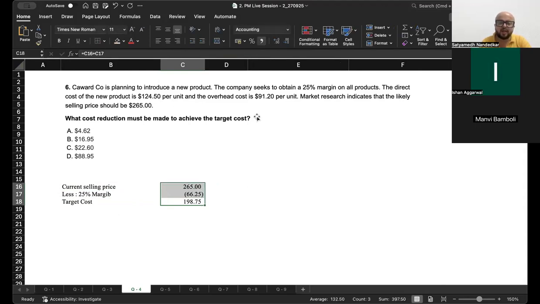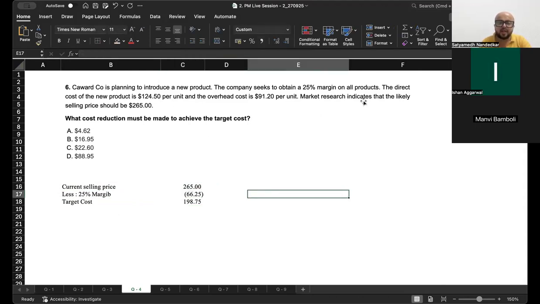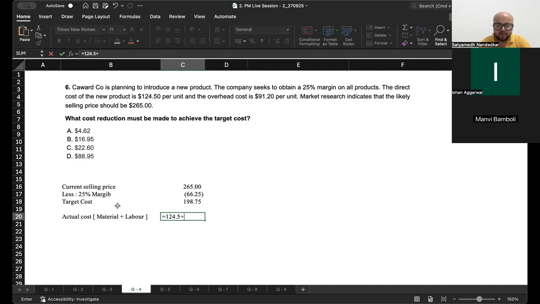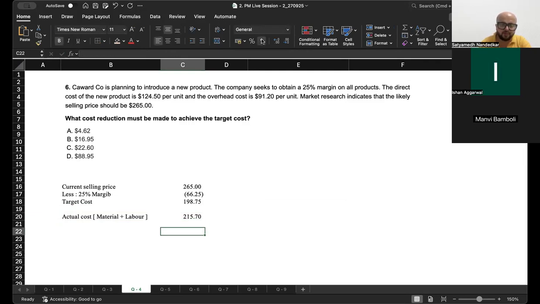Target cost is 198.75. Okay. The direct cost of the new product is 124.5 per unit and overhead cost is 91.2. Actual cost calculation: material plus labor. How much is this? 124.5 plus 91.2, which is 215.7. What is the target cost gap? You need to reduce by 16.95 in order to achieve the target cost.